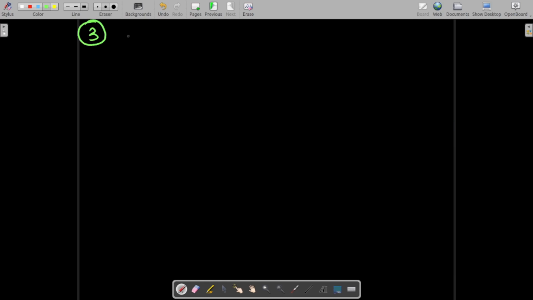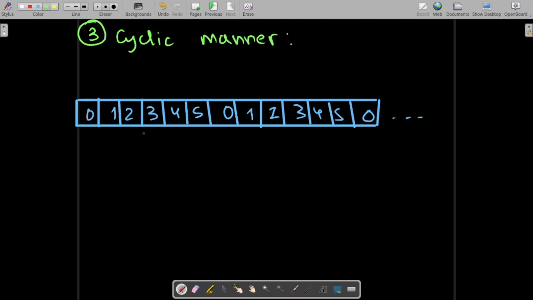The third most important observation of this question is that we will have to think in a cyclic manner. Now, what do I mean by cyclic manner? In order to understand this one, we need to visualize it a bit more. We started by marking the tile number 0, then we marked 4, then we marked 2, and then we again marked 0.